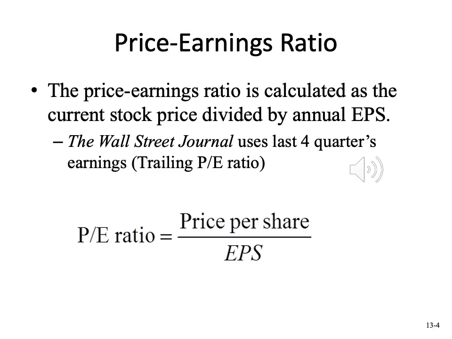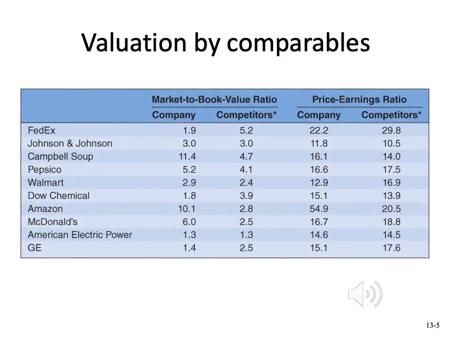Sometimes people also calculate forward P/E ratio, which is the current price divided by the forecast future 4 quarters earnings per share. To use the comparables to evaluate the stock, we are going to compare that ratio with something else, for example, the major competitors or the industry average number, to know whether the stock is over or undervalued.